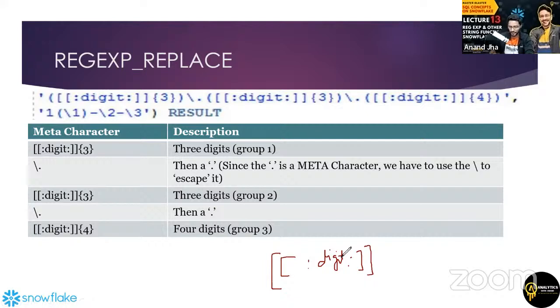And then I'm using this one. Then a dot, since the dot is a meta character, we have to use slash to escape it. Then slash dot. So see, this is the square bracket for colon, digit, colon. I'm checking all the digits, and closing it, right? Then curly bracket three. I have to specify this, otherwise things will go wrong. And everything I'm grouping in the angle bracket.